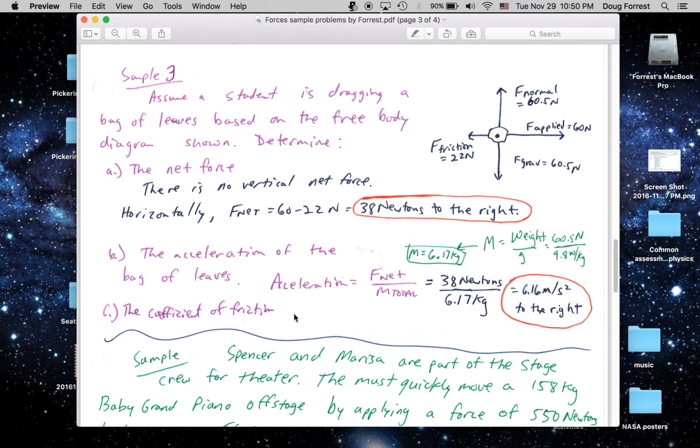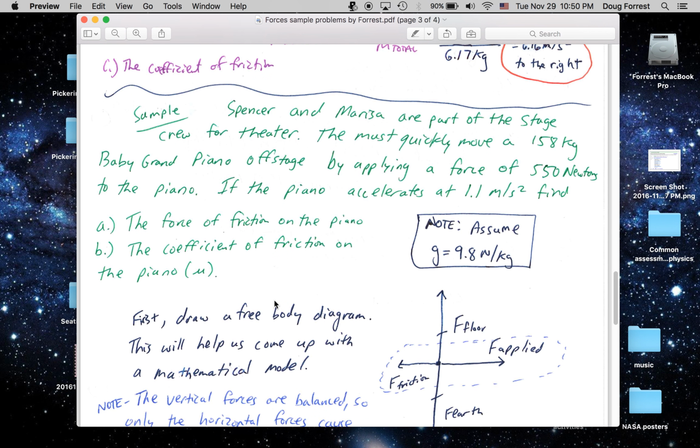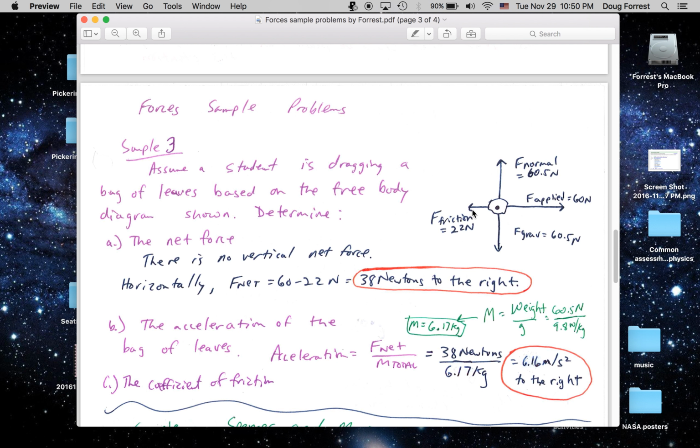To find the coefficient of friction, which I said I'd do, and apparently I didn't, I would take 22 newtons, which is the frictional force, divided by the normal force of 60.5 newtons. So that's going to give me somewhere around 0.36, something like that.